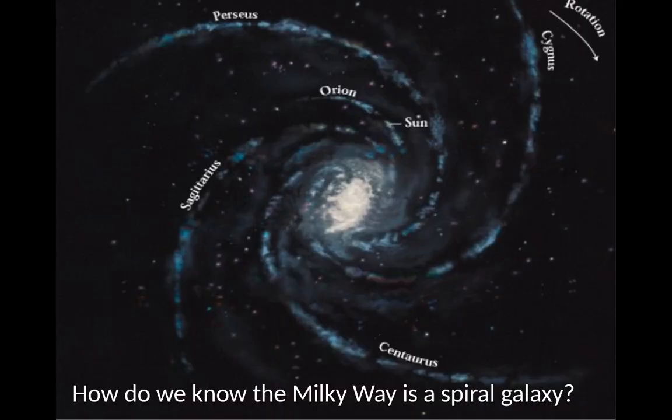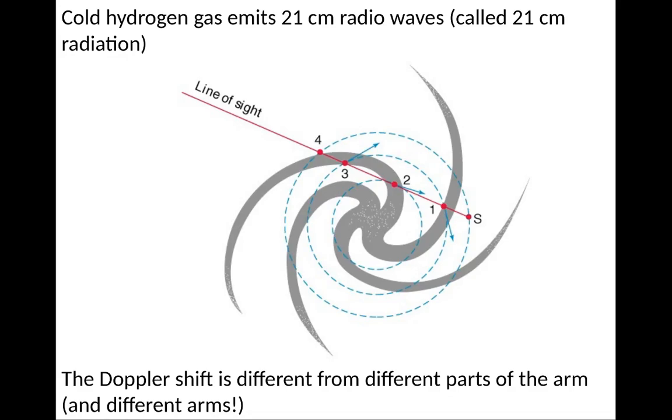So now the question might be: we've been talking about the Milky Way being a spiral galaxy, so how do we know the Milky Way is a spiral? Well, there are several ways. The easy way is to look at the gas. Cold hydrogen gas emits radio waves with a wavelength of 21 centimeters. This is called 21 centimeter radiation.